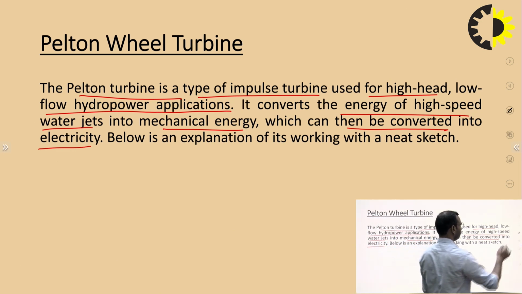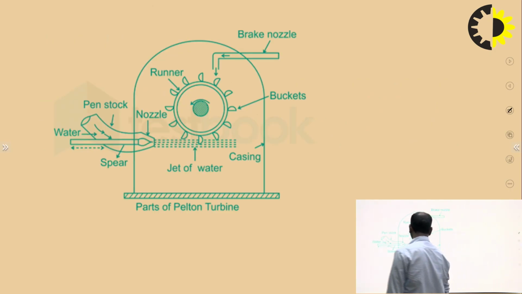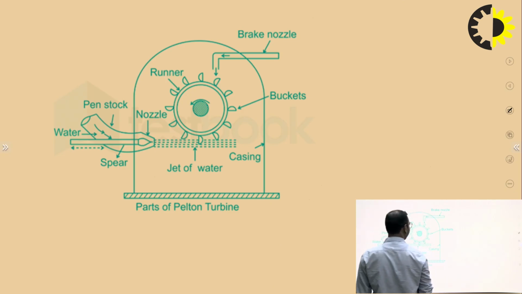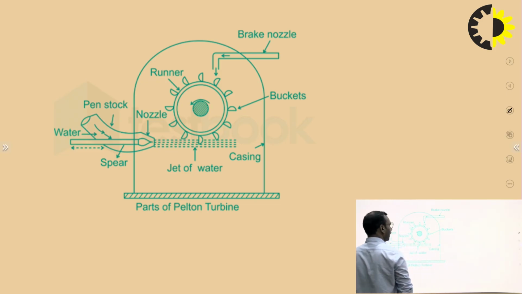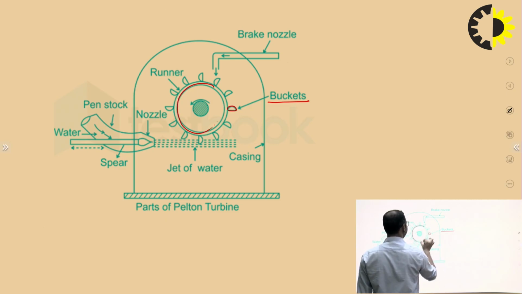This is the schematic representation of the Pelton wheel turbine. In this diagram, there are some main components of the Pelton wheel turbine, like buckets. This one is the buckets. This is the runner. This is the shaft.